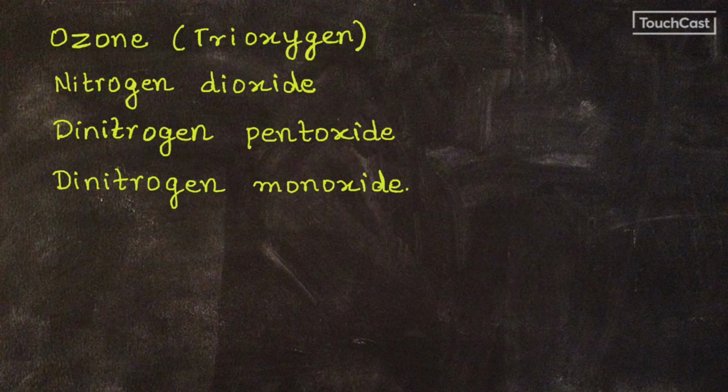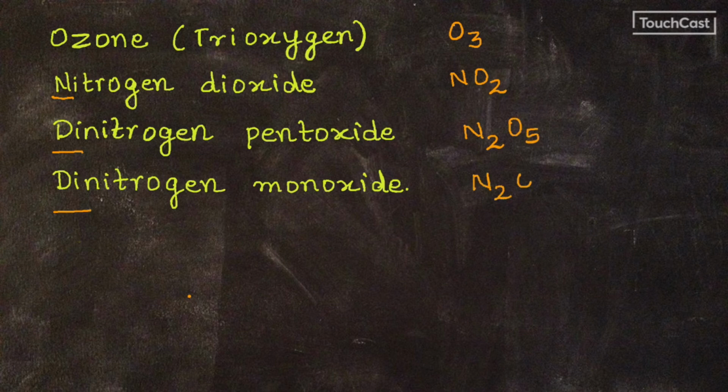Now try naming these. Ozone. Try oxygen. So how many of oxygen? Nitrogen dioxide. Dinitrogen pentoxide. Dinitrogen monoxide. Go ahead. Written. O3. Nitrogen dioxide. Dinitrogen pentoxide.